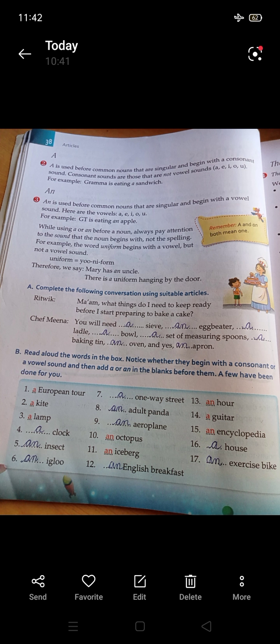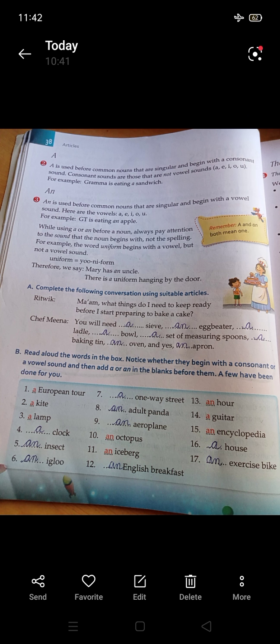And then number two, three: a kite, a lamp, a clock. So number five: an insect, an igloo, a one-way street, an adult diaper, an aeroplane, an octopus, an iceberg, an English breakfast, an hour, a guitar, an encyclopedia, a house, an exercise bike.